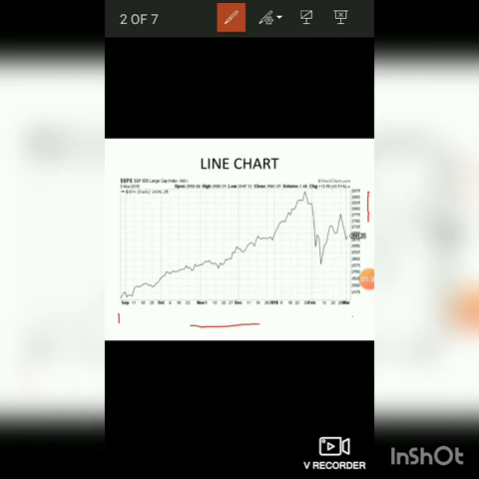So, the greatest strength of this line chart is its simplicity. Anyone could easily understand by looking into this chart and could understand the trend of the stock, and can easily predict the future price.